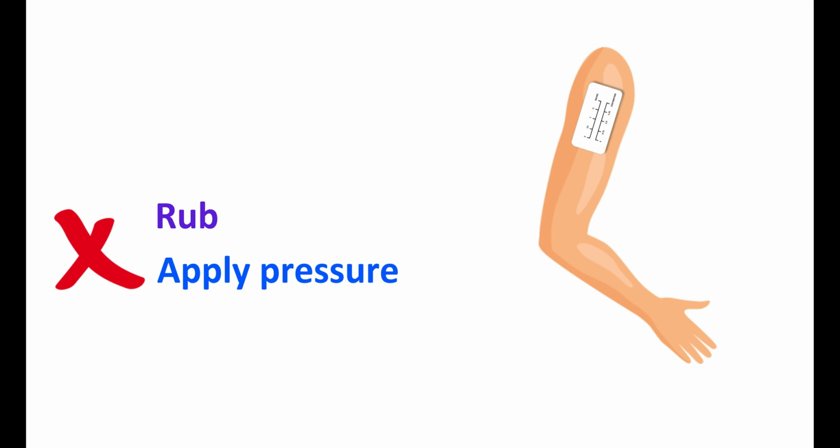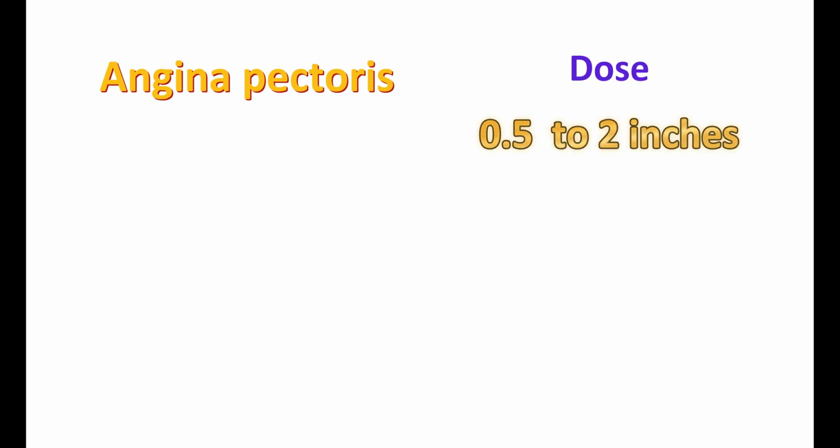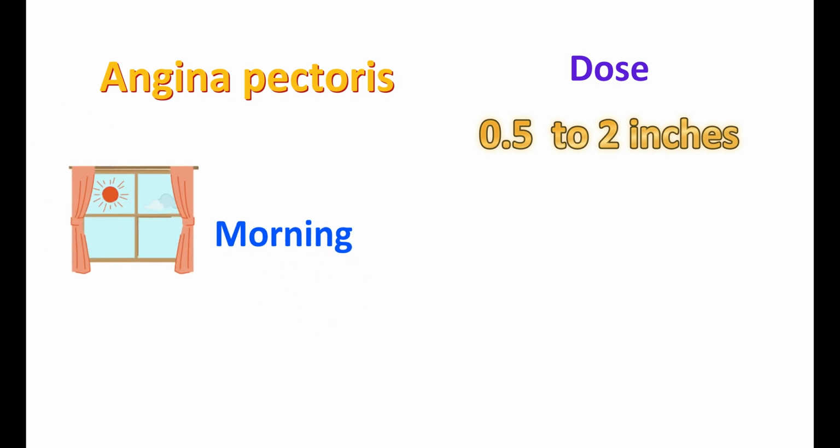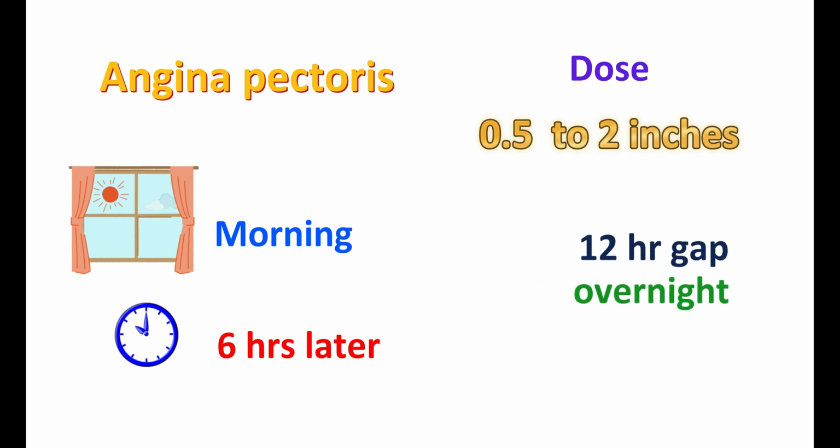Cover the paper applicator with a transparent cover and secure with tape. This applicator allows ointment to be absorbed through a much smaller area of the skin. Don't apply to skin that is cut or open. It should not be applied to skin with hair. For the treatment of angina pectoris, the normal dose ranges from 0.5 to 2 inches. Apply the first dose in the morning after waking up and the second dose 6 hours later. It is better to maintain a 12-hour gap overnight to reduce the development of tolerance.